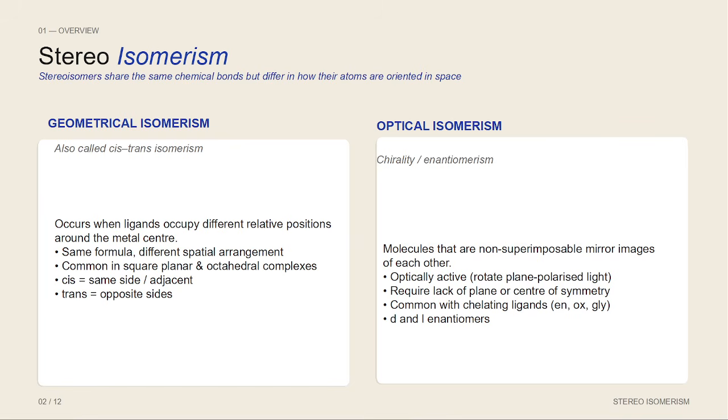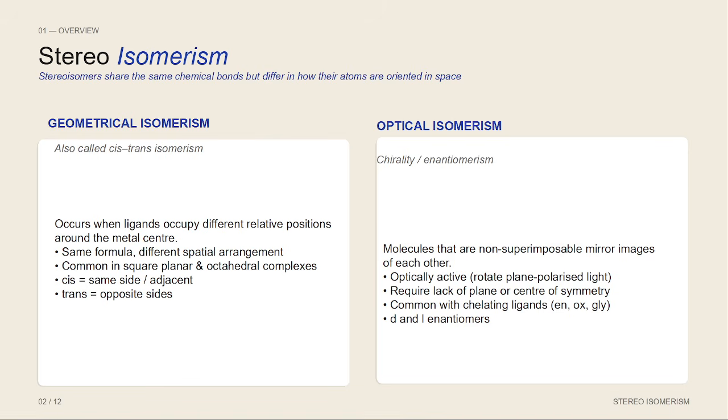So what is geometrical isomerism? The chemical formula is the same, but the arrangement of atoms in three-dimensional space is different. That is called geometrical isomerism. Geometrical isomerism is again of two types, cis isomers and trans isomers. Cis isomers means the same type of ligands are attached on the same side. Trans isomers means the same type of ligands are attached on opposite sides.